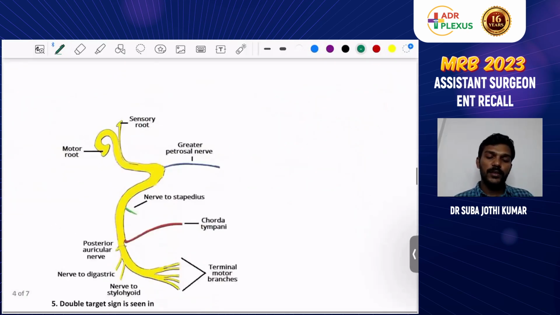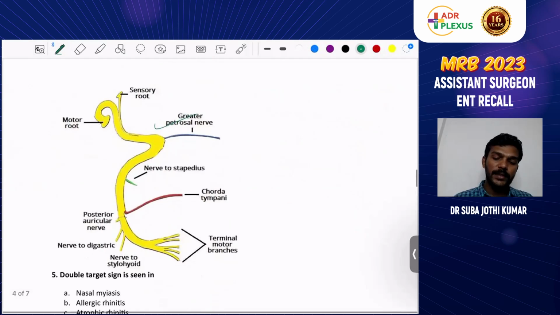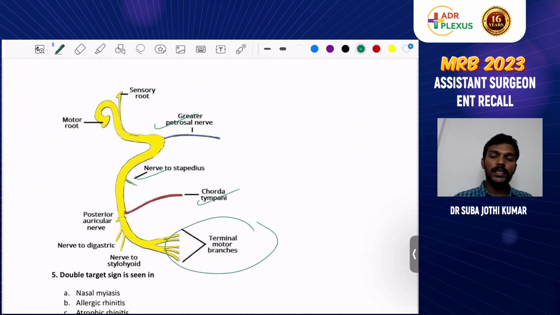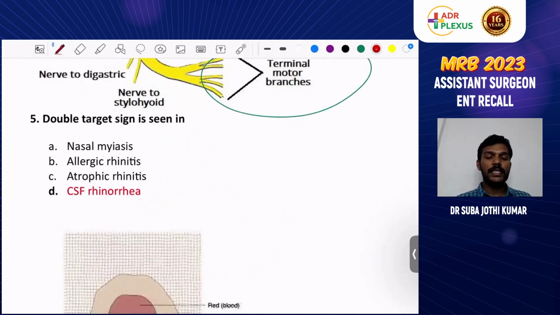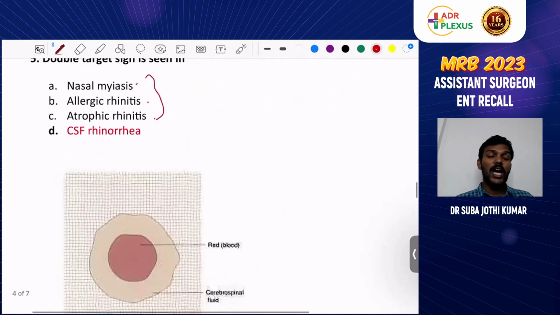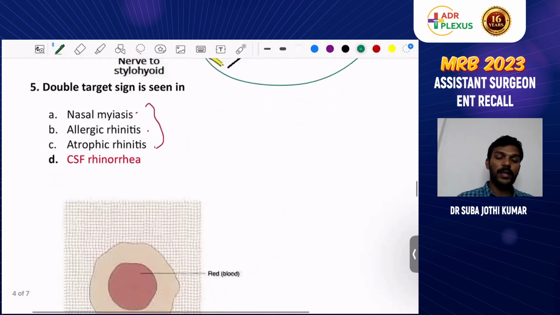So next question. The GSPN will be intact, chorda tympani will be intact, nerve to stapedius will be intact. So terminal motor branches will be affected in the stylomastoid foramen area. Clear? So double target sign is seen in which condition? The other options are nasal myiasis, allergic rhinitis, retinopathy. These are irrelevant options. So double target sign on a white cloth after a trauma for a patient.